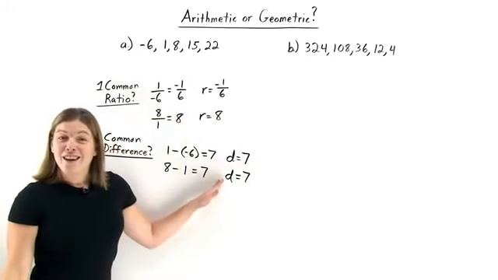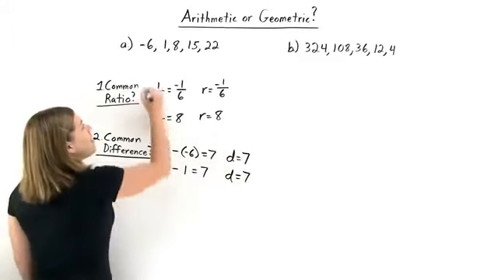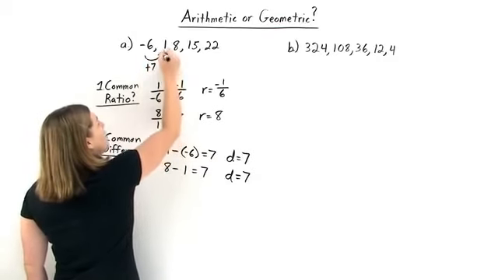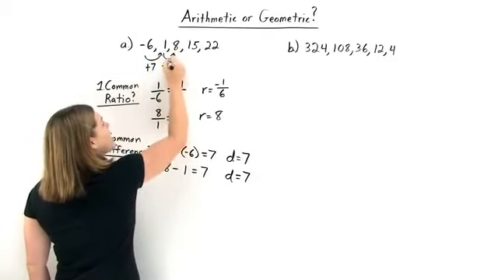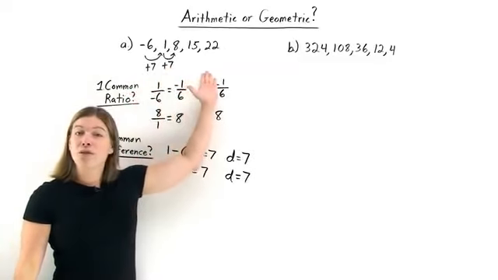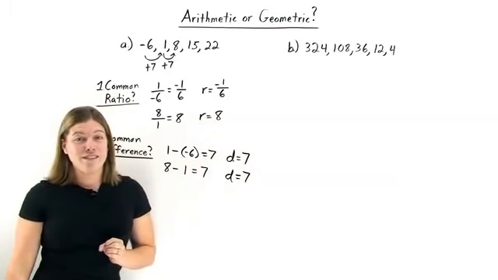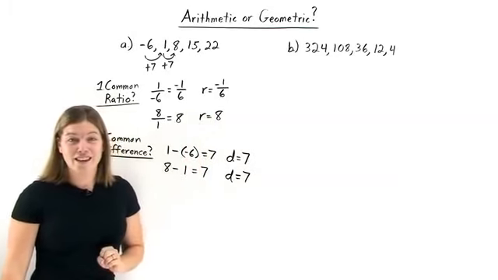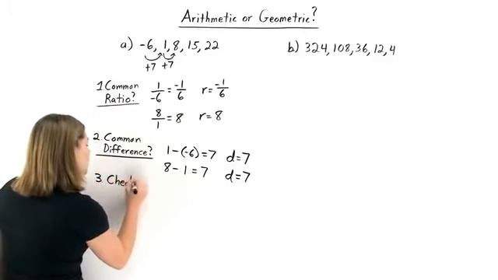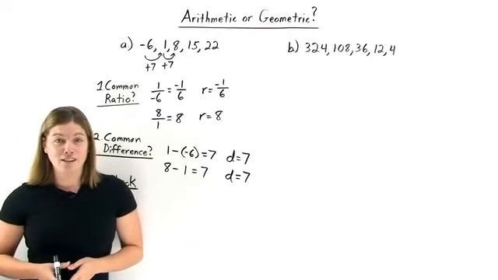Hey, look! We got the same value for D each time. That means to go from -6 to 1, we need to add 7. To go from 1 to 8, we need to add 7. If this pattern continues throughout the entire sequence, that means that we have a common difference, and the sequence is arithmetic. That means in our next step, we need to check the rest of the terms in this sequence to see if they follow this similar pattern.